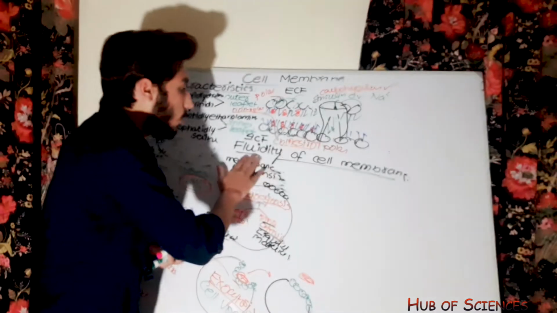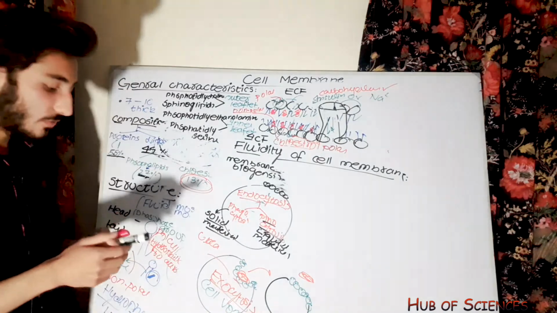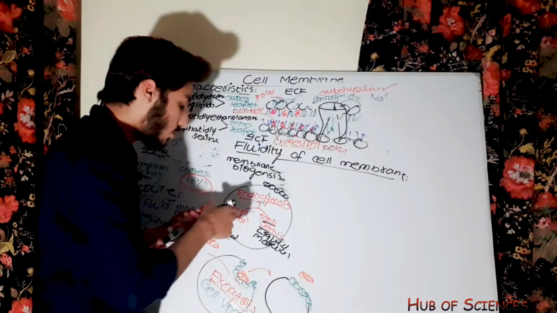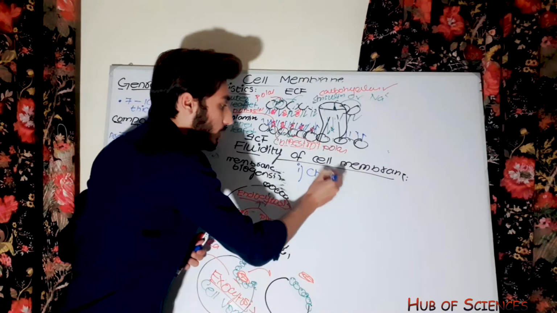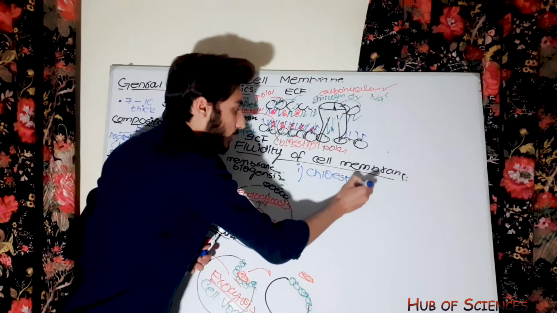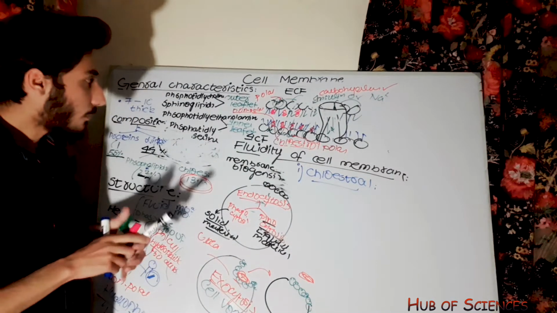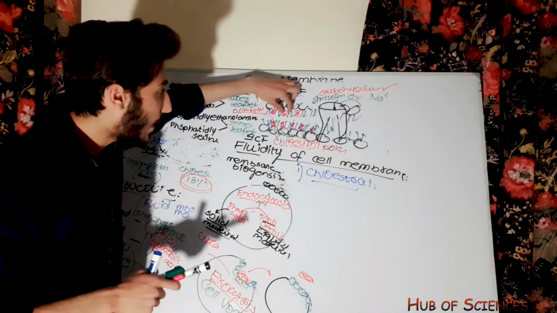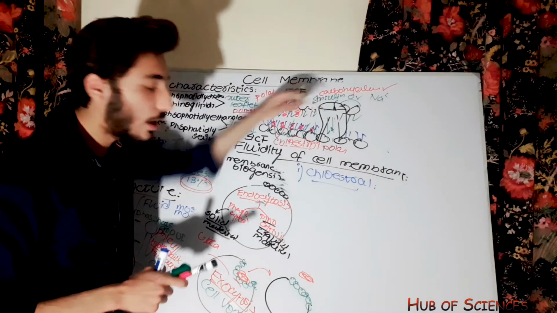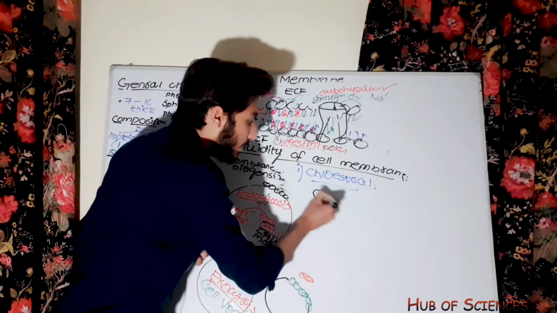Now, what factors will determine the fluidity of the cell membrane? First of all, as we discussed, the cholesterol will definitely determine the fluidity of the cell membrane. How will it determine the fluidity? We discussed that the cholesterol molecules are present between the tails of the fatty acids, which means they are intercalated between the tails of the fatty acids.